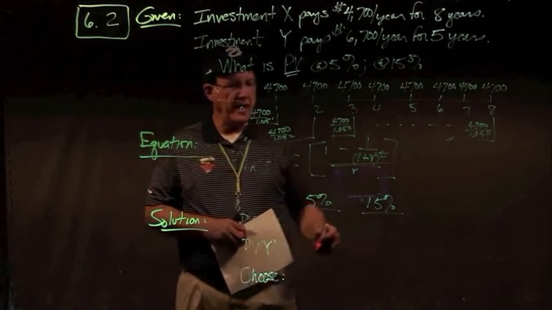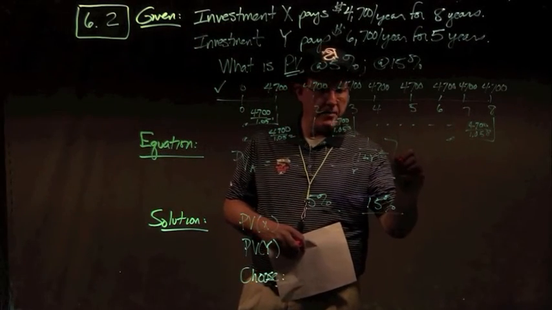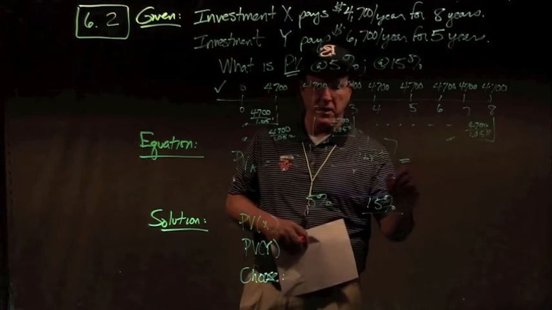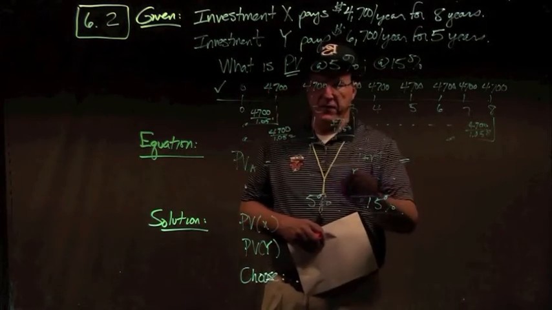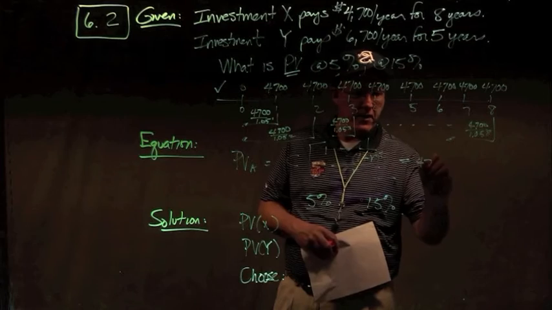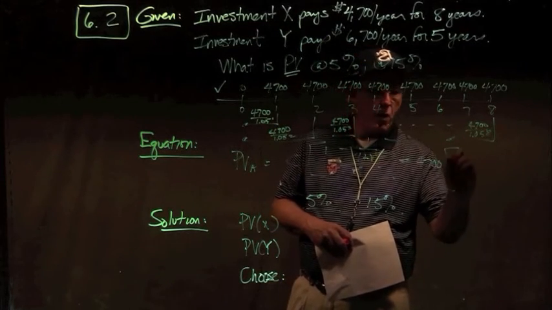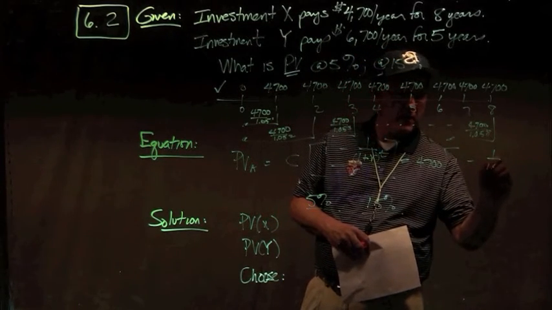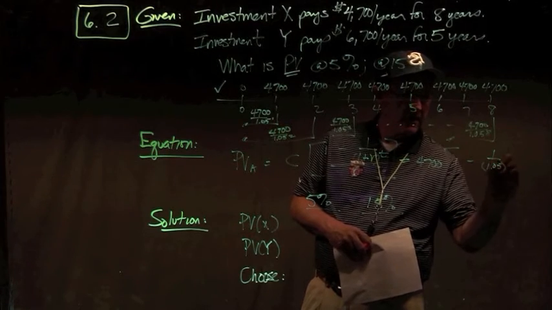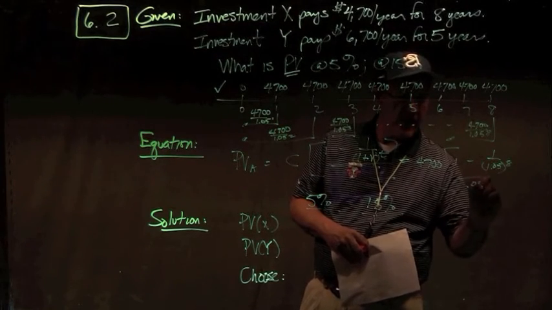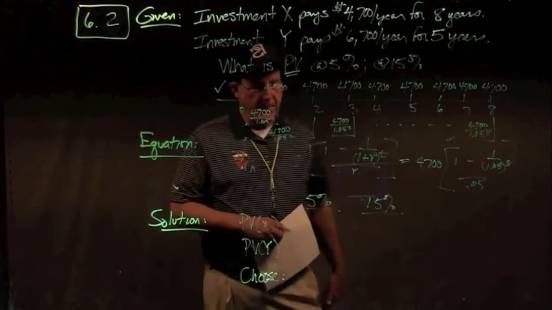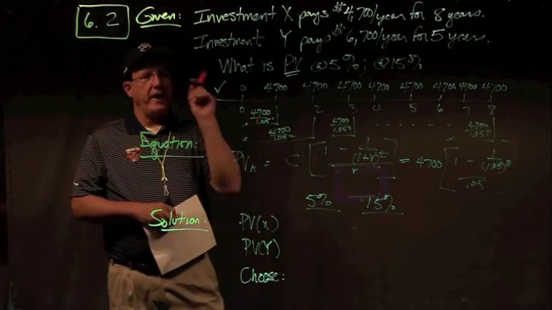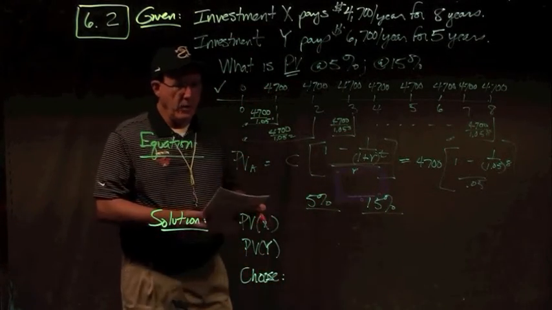If I realize it's an annuity, I can find the present value today by taking 4,700 times 1 minus 1 over 1.05 to the 8th, over 0.05. And there, I might make 1 mistake. So my chances are greater of getting it right if I realize I have an annuity.